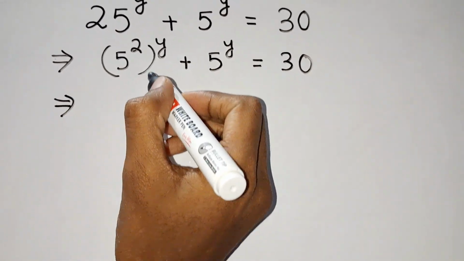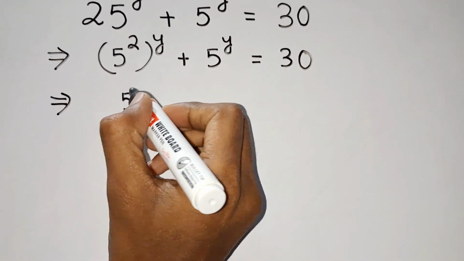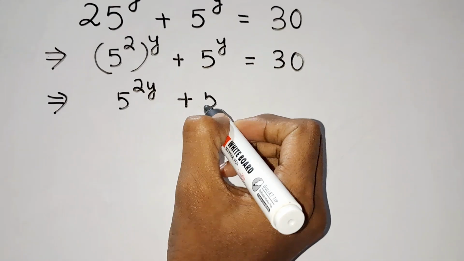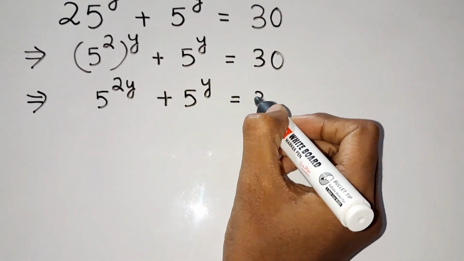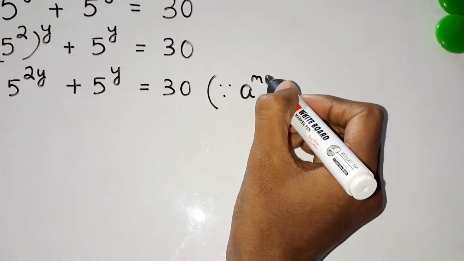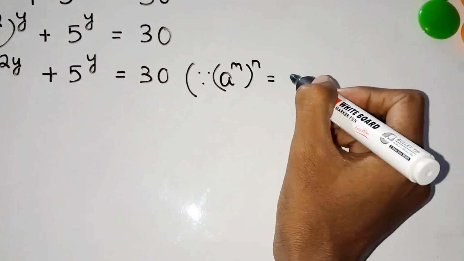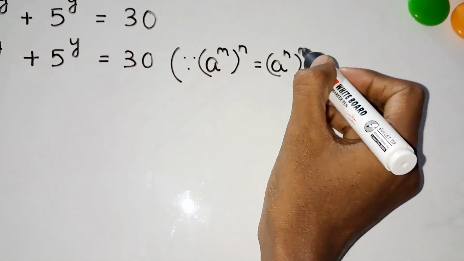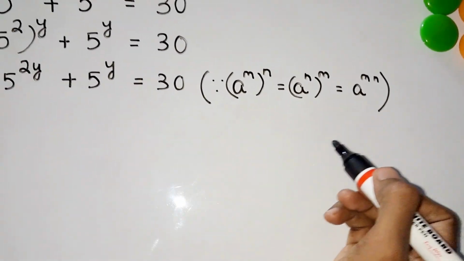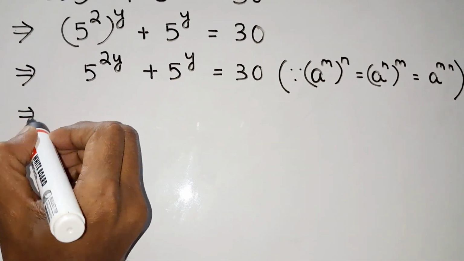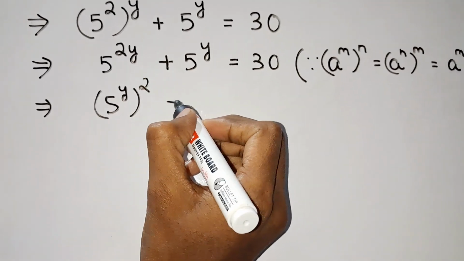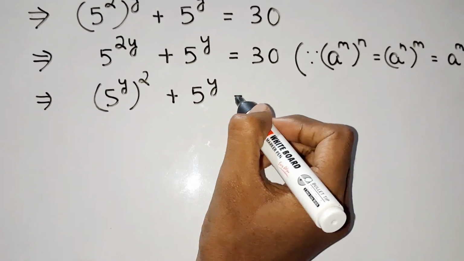Now we can write 5 to the power 2 whole to the power y as 5 to the power 2y, plus again 5 to the power y equals to 30, and by properties of indices, a to the power m whole to the power n is nothing but a to the power n whole to the power m, is nothing but a to the power m multiplied by n. This is the property of indices. So that is why we can write 5 to the power 2 whole to the power y as 5 to the power y whole to the power 2, plus again 5 to the power y, and this is 30.